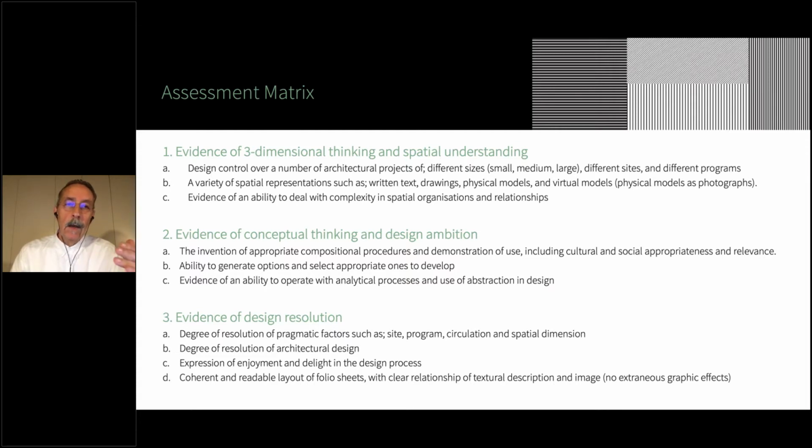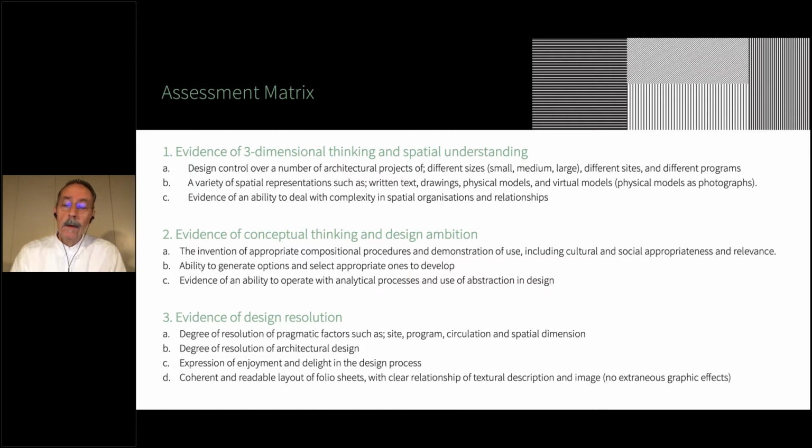Each of those has categories underneath. I'm not going to read through all of these. They're available on the website and they'll be available through a recording of this. But what we're looking for is evidence of 3-dimensional thinking and spatial understanding. That might mean looking at axonometrics, it might be 3D models, it might be seeing the complexity at which you work and how you represent that. Could be physical models, could be through sections and so forth. We want to understand that you can think 3-dimensionally and with a clear understanding of complex spatial relationships.